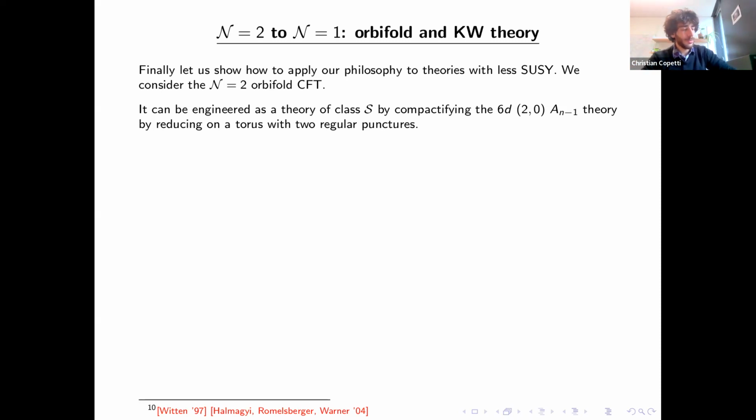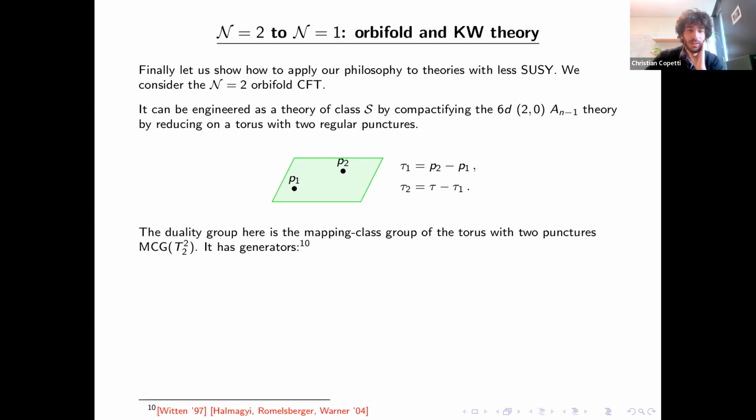So now we think of the orbifold theory as coming from the 6D (2,0) theory by reducing on a torus with two regular punctures. This is just a cartoon of the torus. And the two gauge couplings are related to the distance between the punctures, okay? And there is a duality group, which is just the mapping class group of the torus. This was classified already by Witten, and then Gaiotto, Razamat, and Wecht give all the nice formulas.